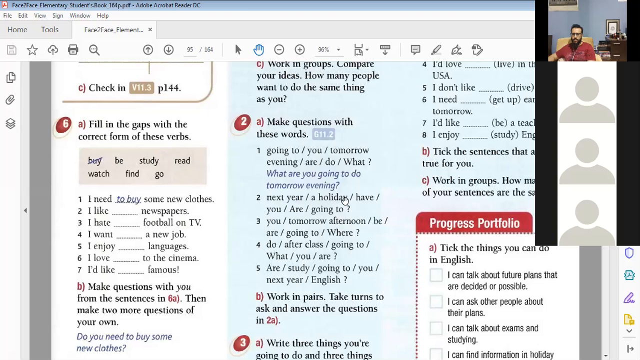Are you have going to a holiday next year? Okay, can you repeat it again? Are you have a holiday? Are you have going to next year? A holiday next year? Okay, slowly. Start slowly. Look at example number 1. Can you read number 1?